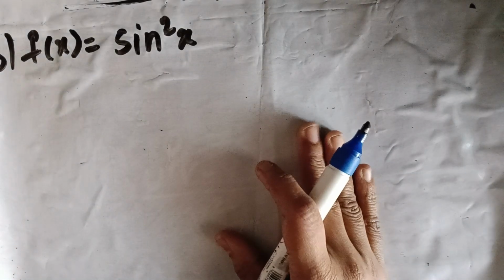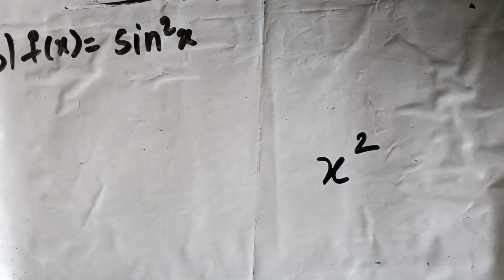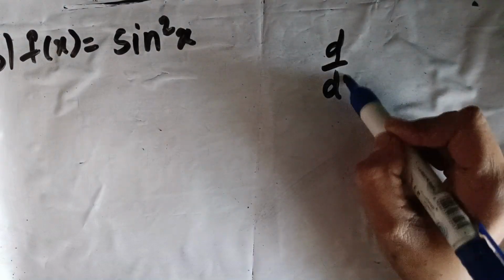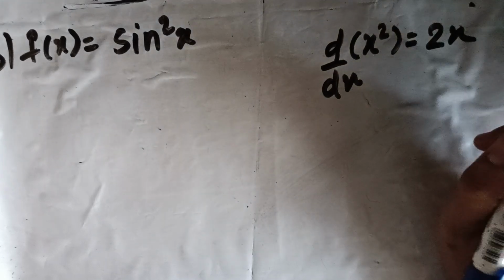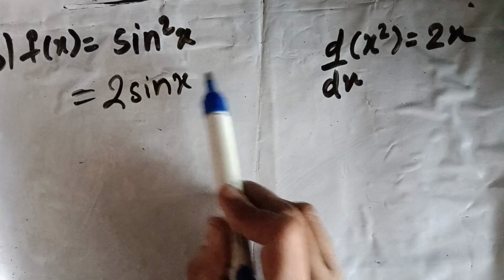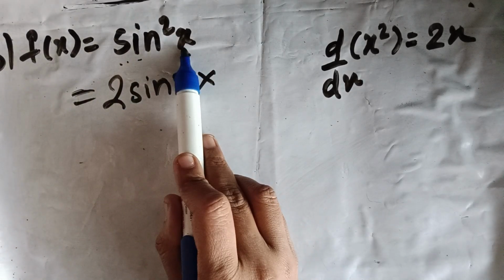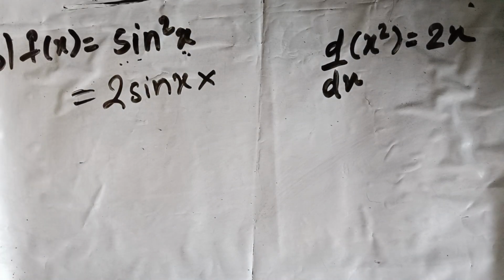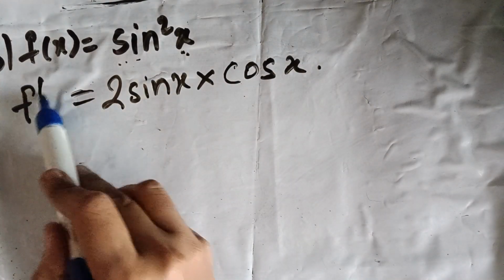Let's solve this. So sine square x is given, so something square is given, right? So we have to use that x raised to n formula, that is d by dx of x square is 2x, correct? So this will be 2 sine x, but we have another function here, that is sine of x. So the derivative of sine of x, by using first principle we got cos of x, so you have to multiply. This is the derivative of sine square x.